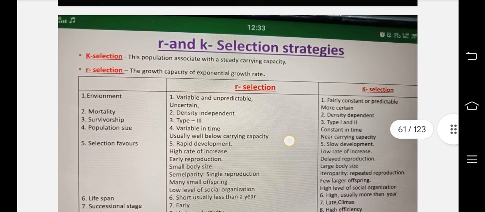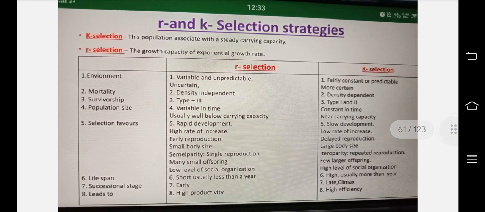R and K selection strategies. K selection: this population is associated with a steady carrying capacity. R selection: exponential growth rate.